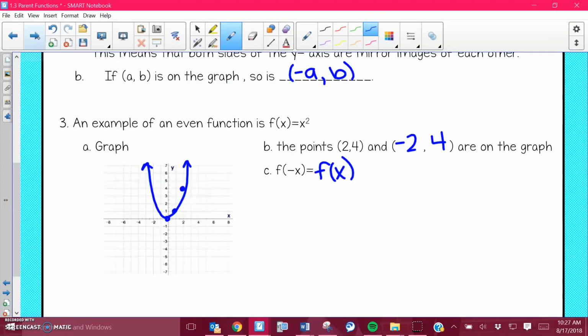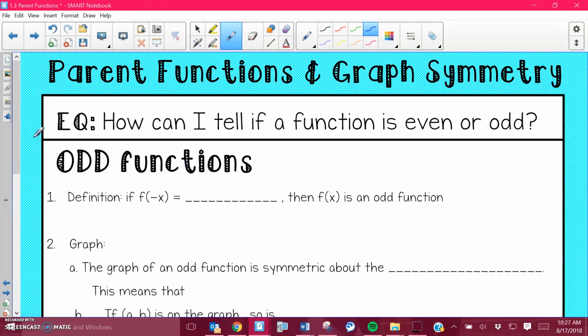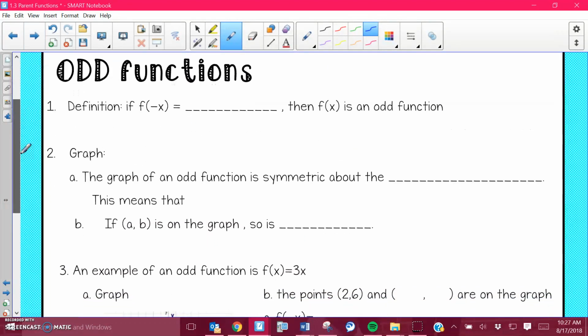Let's talk about an odd function. Again, we're going to start with that mathematical definition. An odd function: if f of negative x equals negative f of x, so again, that negative sign is now flipping and going outside of your function, then f of x is an odd function. Okay, so let's talk about what that looks like. That's still kind of weird if you look at it just like that.